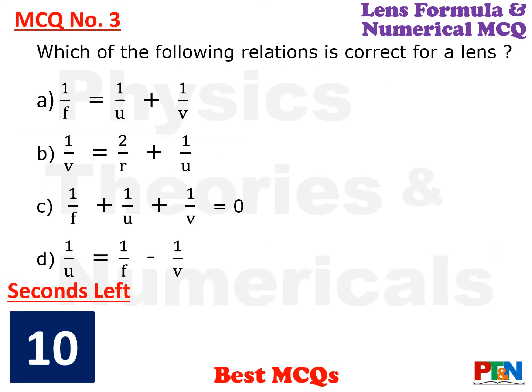Next MCQ. Which of the following relation is correct for a lens? This is your lens formula given in very different ways. So you need to find out which one of the given relations is correct. Which of the following relations is correct? You have got 10 seconds time. Your time starts now.